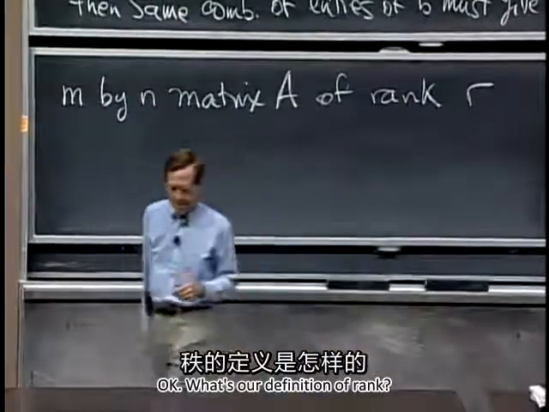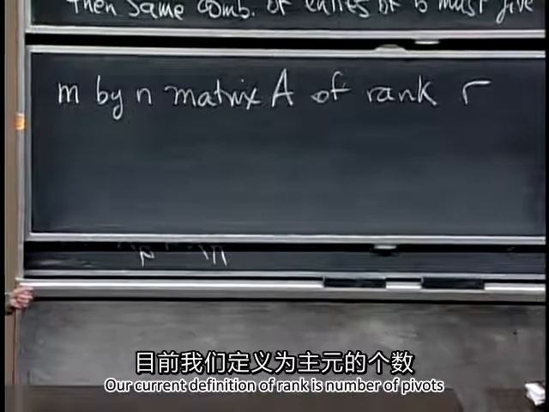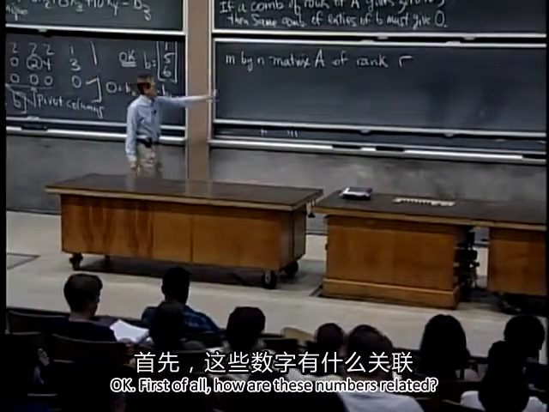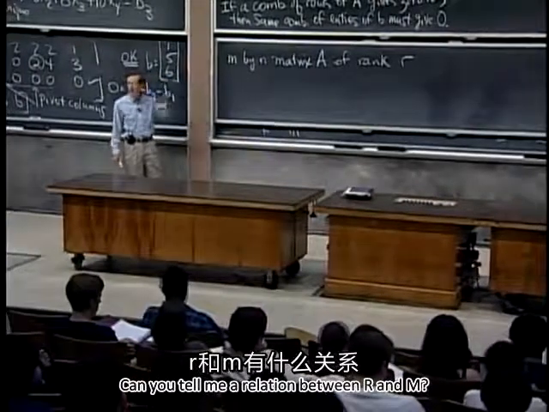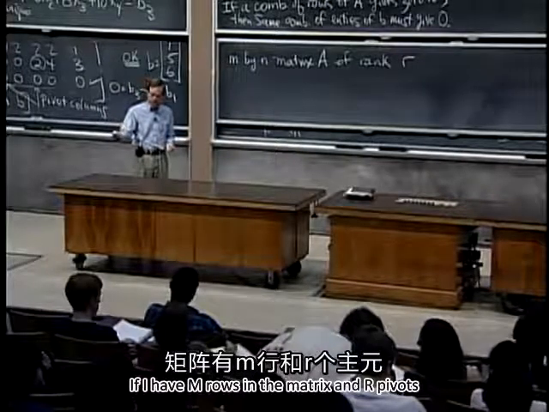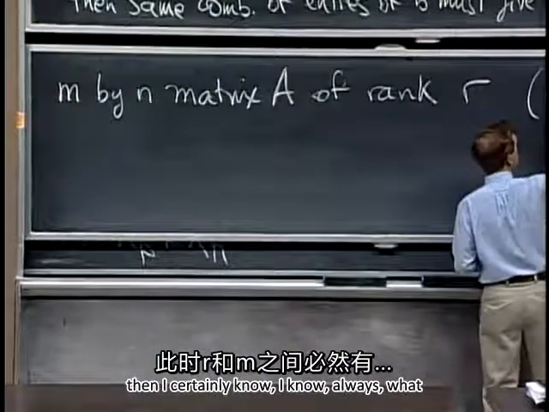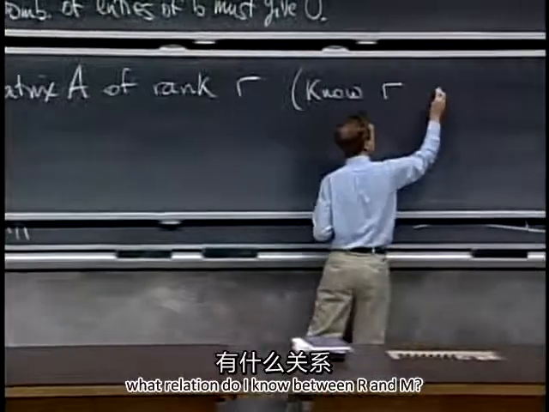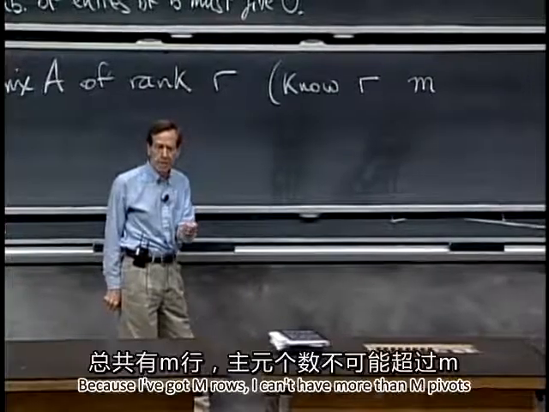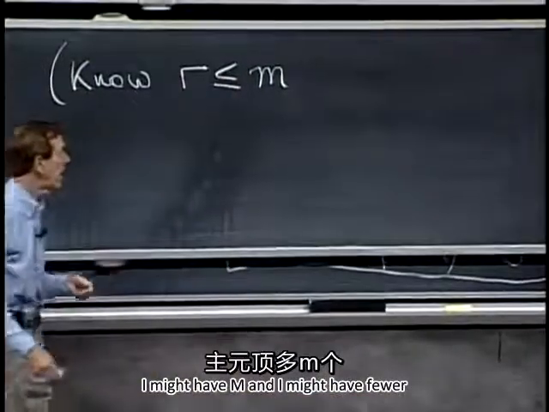Okay. What's our definition of rank? Our current definition of rank is number of pivots. First of all, how are these numbers related? Can you tell me a relation between R and M? If I have M rows in the matrix and R pivots, then what relation do I always know between R and M? R is less or equal, right? Because I've got M rows, I can't have more than M pivots. I might have M and I might have fewer.